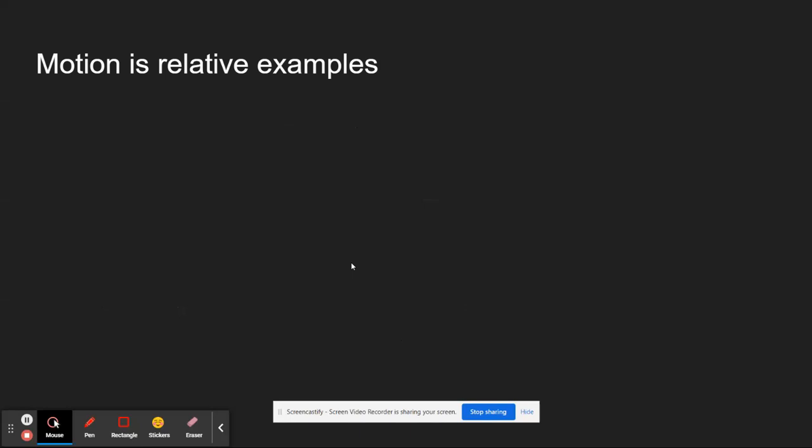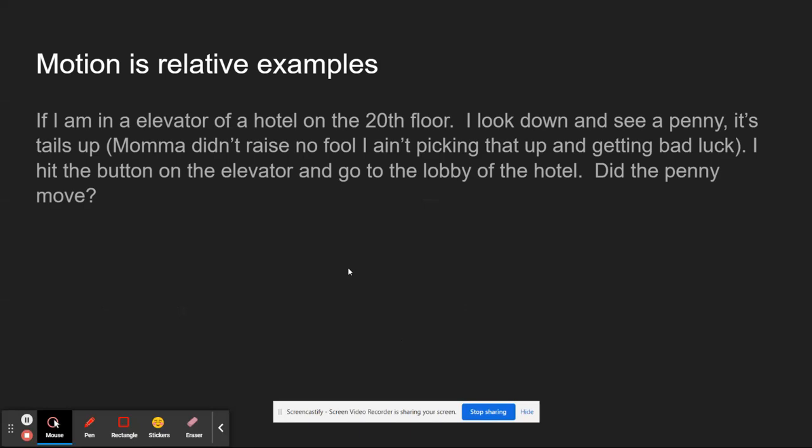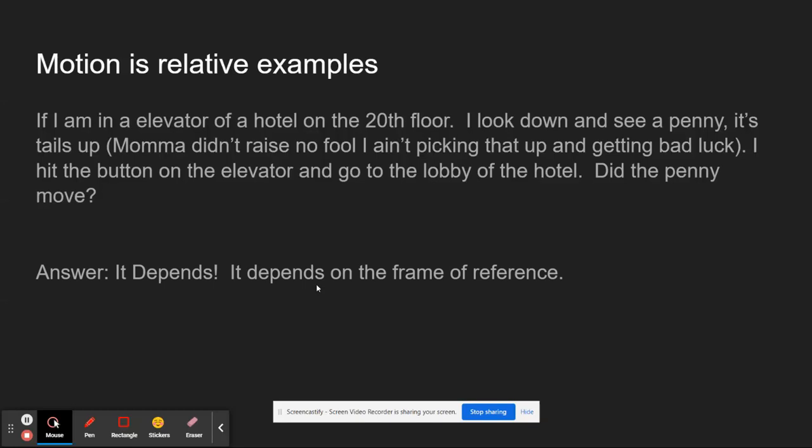So, motion is relative examples. If I'm in an elevator in a hotel, at the 20th floor, I look down and see a penny. It's tails up. Mama didn't raise no fool, I ain't picking that up, that's bad luck. So I hit the button to go to the lobby. The elevator goes down to the lobby. Did the penny move? It depends on your reference frame.